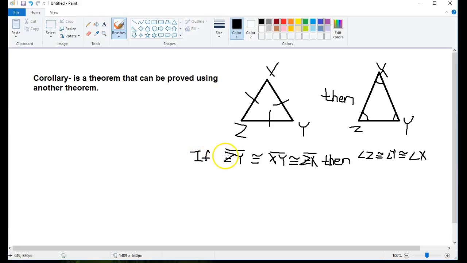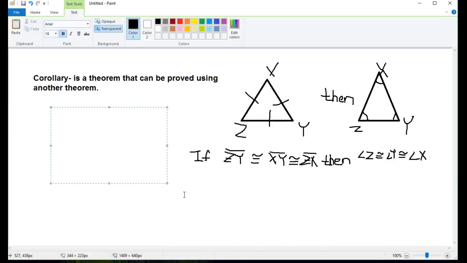So if ZY is congruent to XY is congruent to ZX, then angle Z is congruent to angle Y is congruent to angle X. So what that is basically saying is if a triangle is equilateral, then the triangle is equiangular.